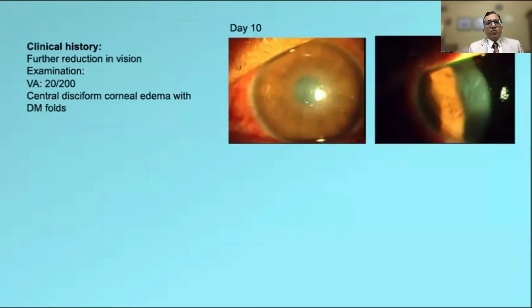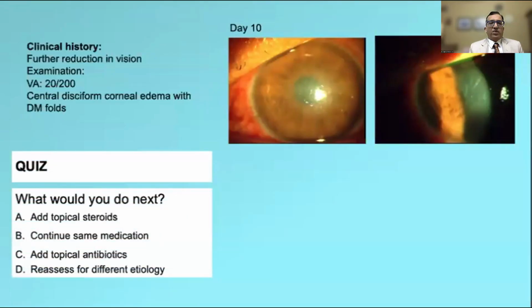The patient came back in a week's time, and this time we found that there was stromal edema with Descemet folds, which can be seen in these 2 photographs. So we presume that the patient had progressed from an epithelial keratitis to an endothelitis.